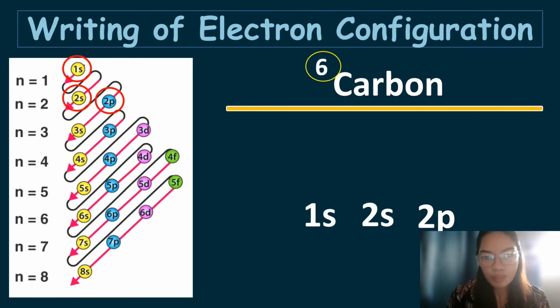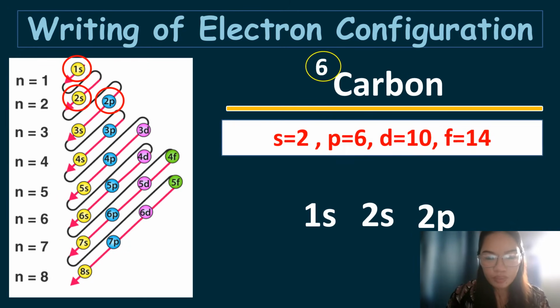But when is the time that you are going to stop writing the electron configuration? That is the time we have to insert the maximum number of electrons for each sub-level. Again, we have 6 electrons for carbon. This is the number of electrons that we need to distribute for this electron configuration.